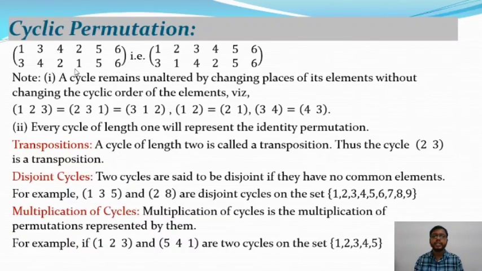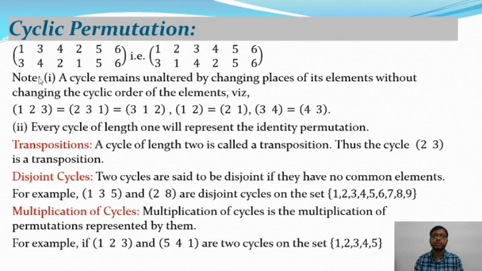Or it can be written as 1 goes to 3, 2 goes to 1, 3 goes to 4, 4 goes to 2, 5 goes to 5, 6 goes to 6. After arranging the first row, we will get this. So this is the permutation corresponding to the cycle of length 4.